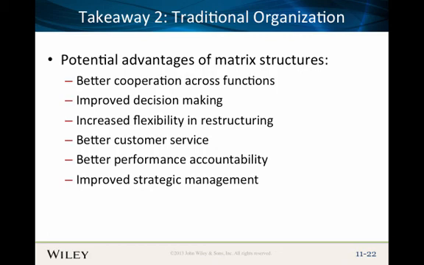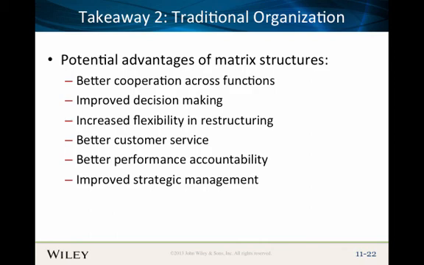It also says there's improved decision making because you're considering not just the divisional goals, but you're also considering the functional goals at the same time. You get the flexibility, obviously, that comes from divisional, right? You get better customer service that comes from divisional because you're now interacting more with the environment. Better performance accountability, again, divisional helps us with that. And the improved strategic management comes out because you are considering both the divisional and the functional simultaneously. So you're better able to coordinate your strategic efforts.